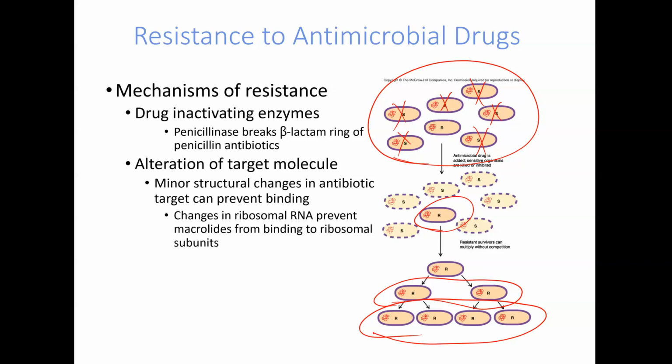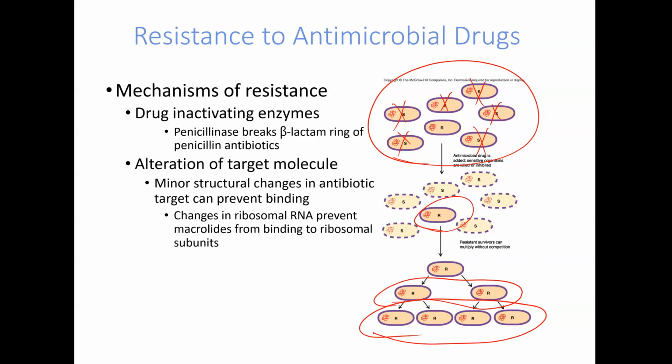So what are some mechanisms of resistance? Well, we've already talked about a couple of them. First is enzymes that can directly inactivate the drug. So we talked about the beta-lactam rings and the beta-lactam class drugs. And if a bacteria contains beta-lactamase, it can cleave that lactam ring of the penicillin class of antibiotics.